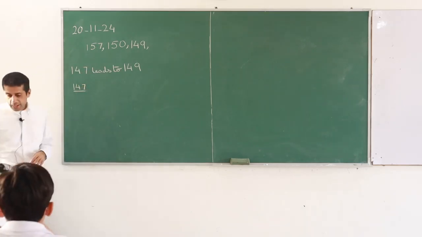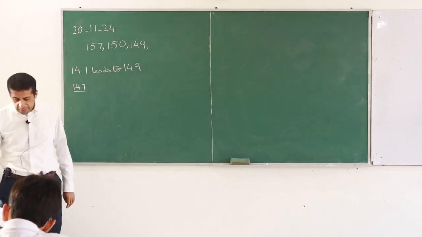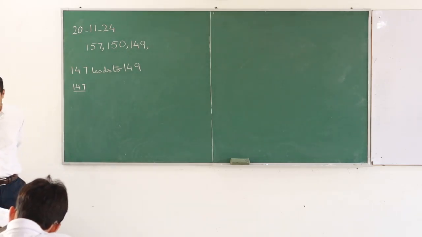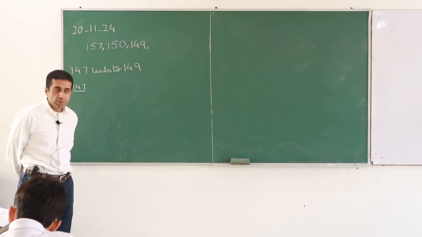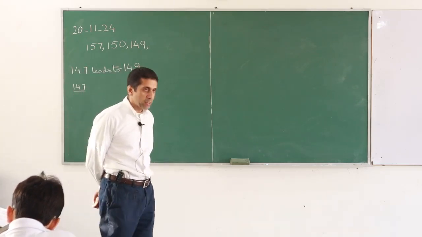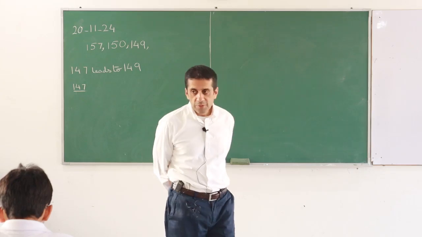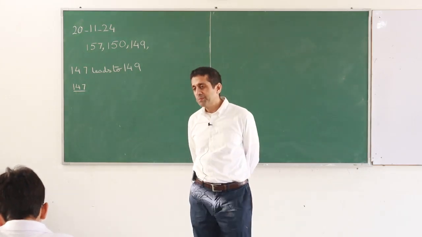So does everybody understand 147? The numbers 1 and 2 are roots of a polynomial p. Prove that p is divisible by x minus 1 and x minus 2. So does everybody understand this problem?